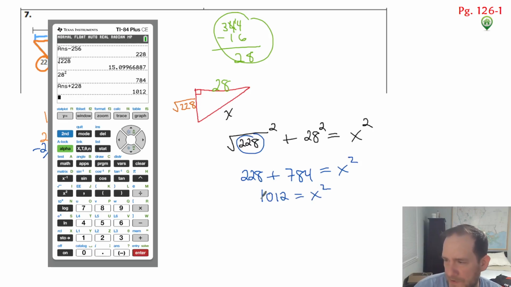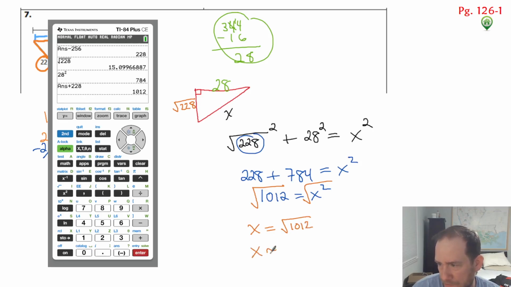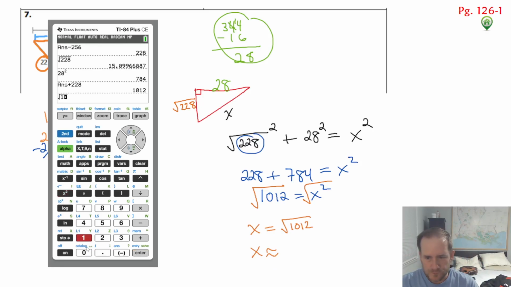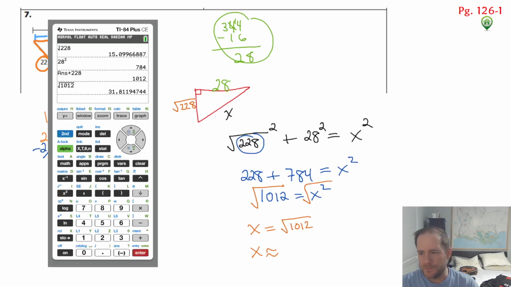So to finally solve for x, you just take the square root of both sides. And you either give me x equals the square root of 1012, or you give me x is approximately whatever the square root of 1012 is. So 31.81.